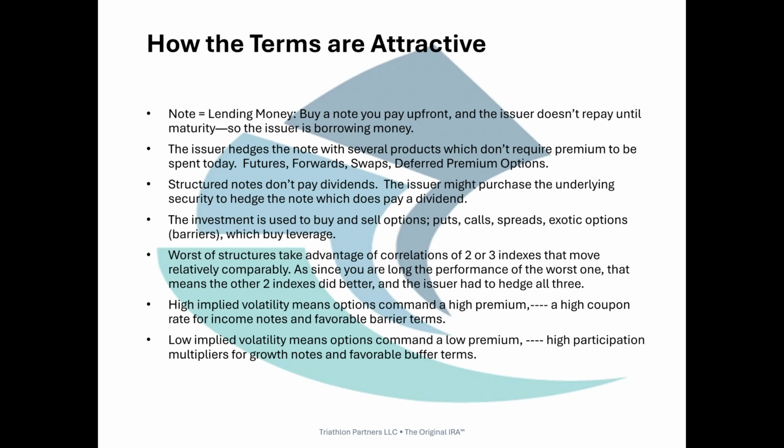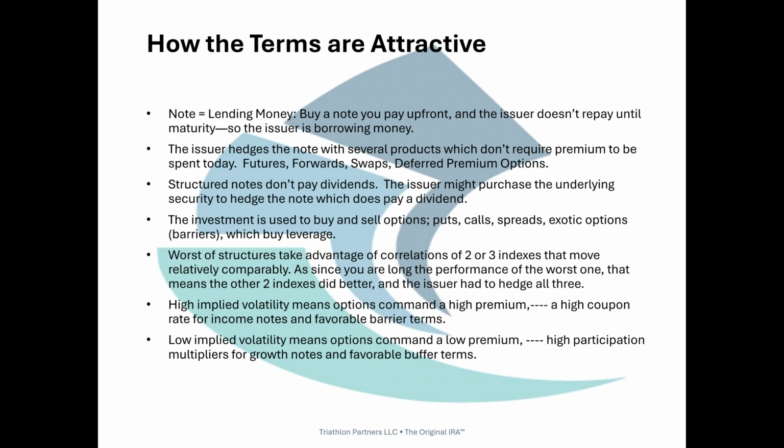Some of the things they use to hedge or to produce the returns that they need so that we're able to make money on the notes, they don't actually pay for now. They pay for in the future as well. So they're able to take advantage of that. So some of those are futures, forwards, swaps. Sometimes the issuer is going to buy the underlying asset that the note is based on, and those assets could pay interest or dividends. Now, options create leverage.